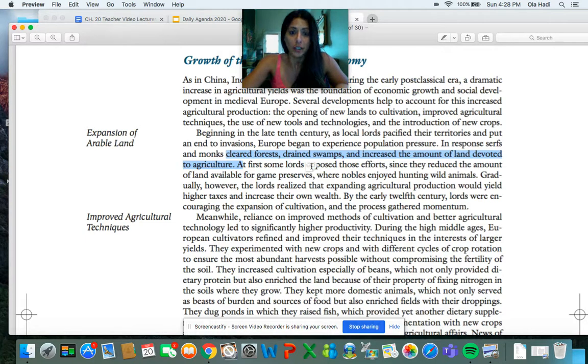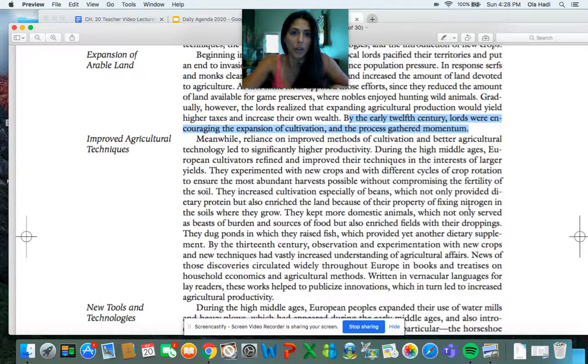Now, initially, there's going to be a change. Initially, the lords opposed this because they wanted more land to hunt. But gradually, they're going to realize that this is an important change because they can tax it and improve their own wealth. So by the 1100s, or the 12th century, we're going to see the lords supporting the expansion of cultivation.